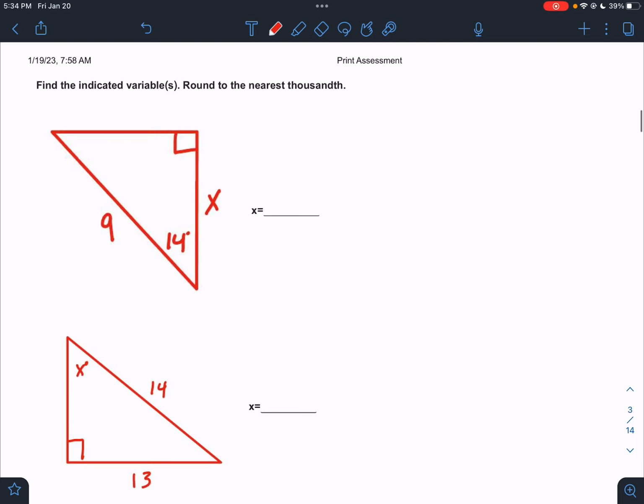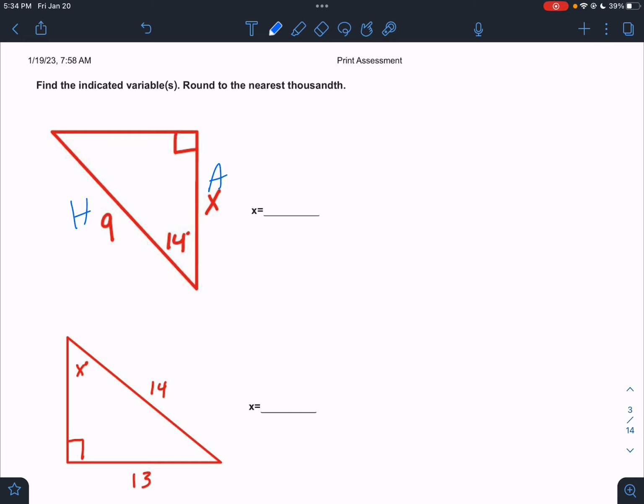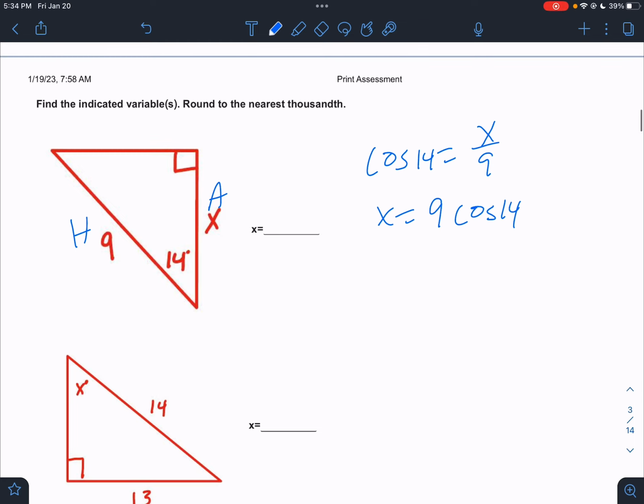Number 2. Now we got to set them up. This is adjacent over hypotenuse. That's the cosine. So cosine of the angle equals adjacent over hypotenuse. So we got to multiply the 9 over. It's going to be 9 cosine 14, round to the nearest thousandths. So that's going to be 8.733. Got it.